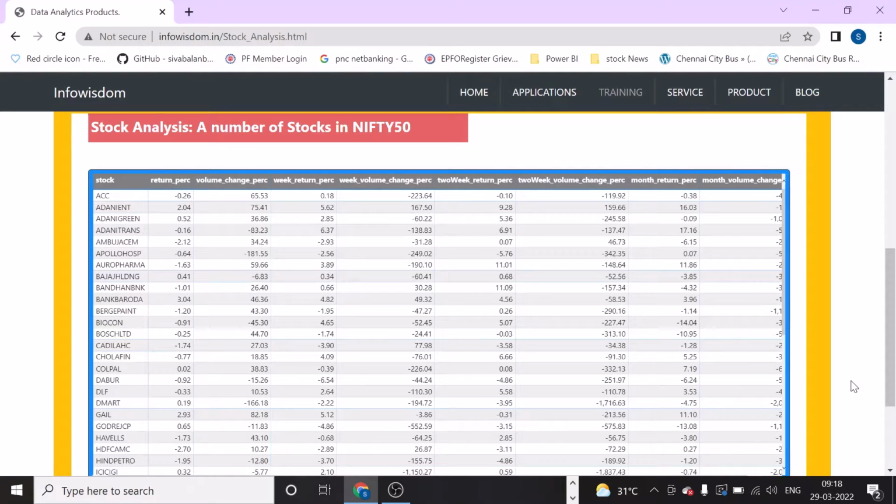Hello everyone. I have developed an application for stock analysis. I know that there are a number of applications available online. You can check your stock performance, and if you are going to buy a stock, you can also check how it has performed.